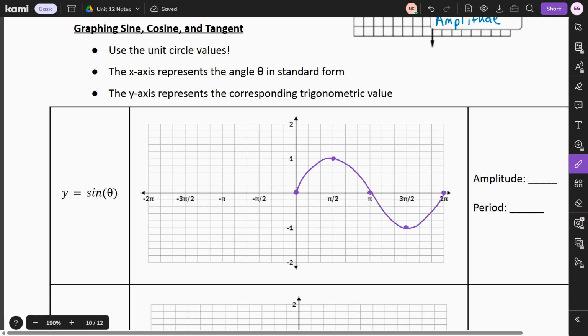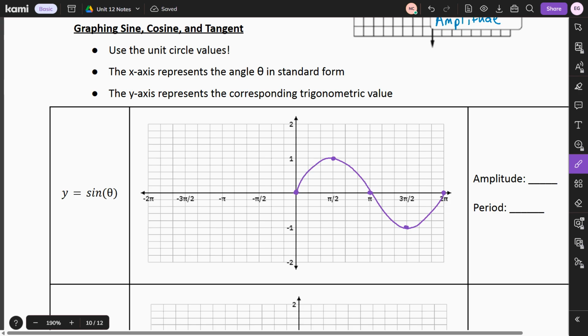This is one cycle of our sine function. That cycle is going to repeat in either direction forever and ever. Think of it as just being copied and pasted to the left and to the right forever. But this is one cycle of that sine function.